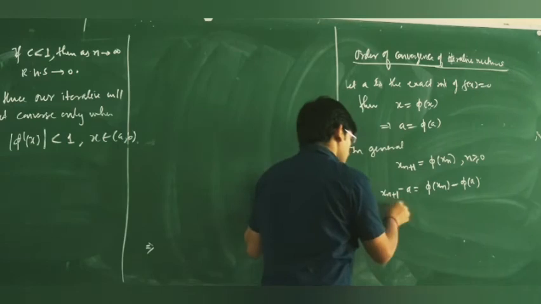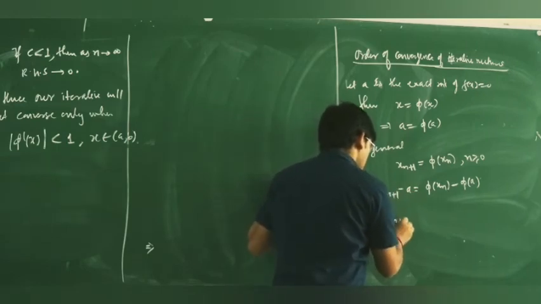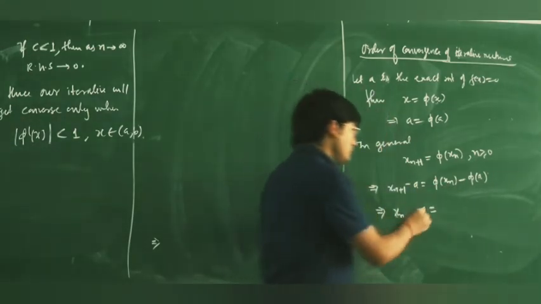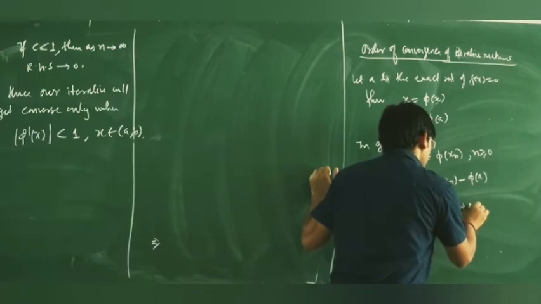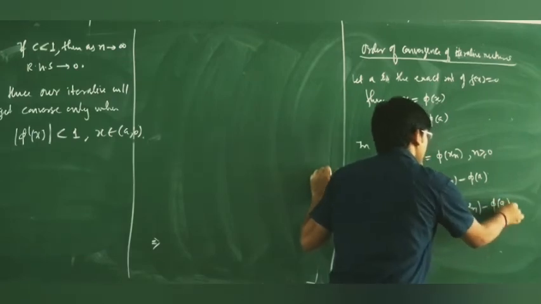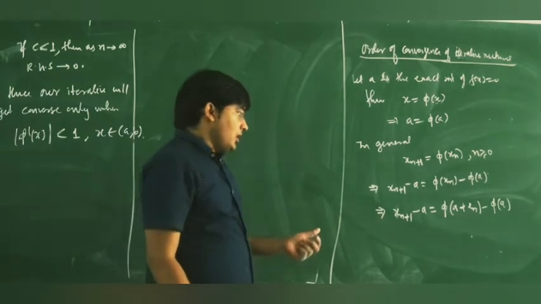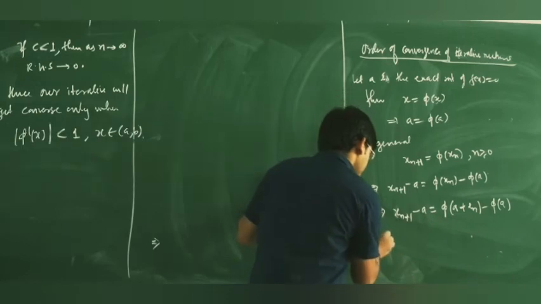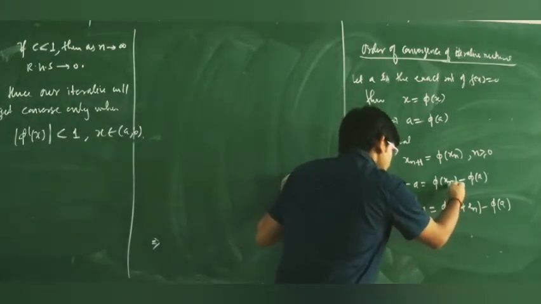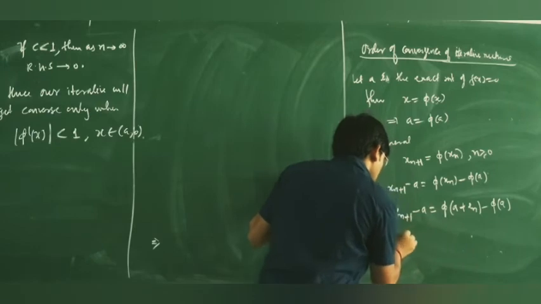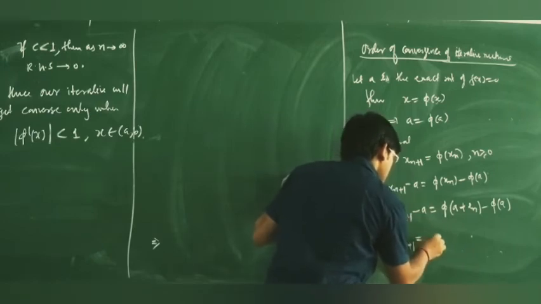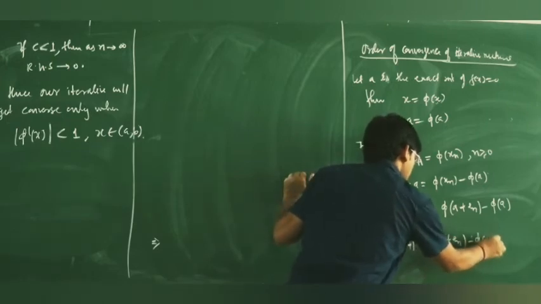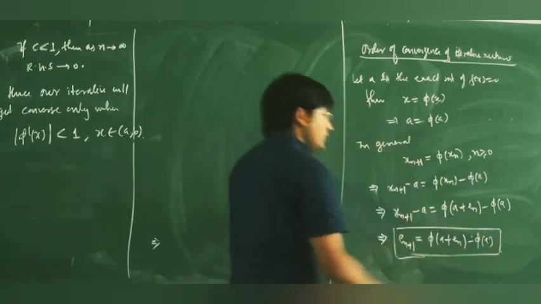Now, this x_n can be written as a plus e_n, where e_n is the error at the nth iteration. Now, x_{n+1} minus a can be written as e_{n+1}, that means the error at the (n+1)th iteration. And in the right hand side we have phi of a plus e_n minus phi of a.